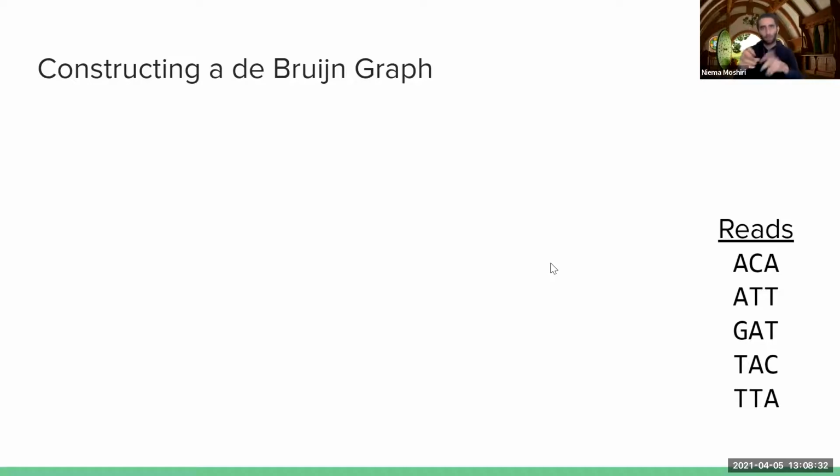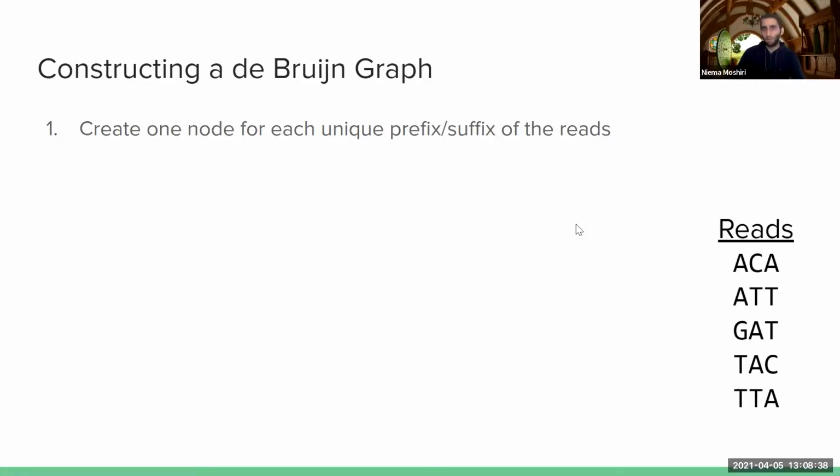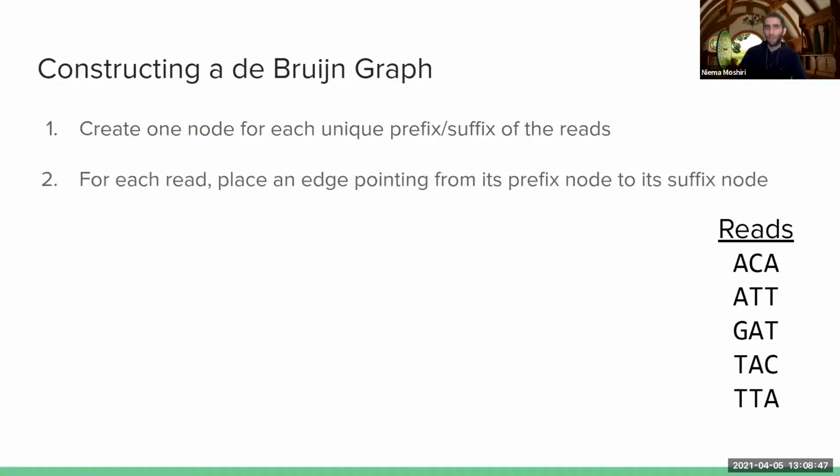In the De Bruijn graph approach, we first construct what is called the De Bruijn graph, which is basically a network where for each prefix and suffix of our reads, specifically unique prefixes and suffixes, we create a node. And then for any given read, we connect the prefix node to the suffix node. So for example, for this one, ACA, the prefix is AC, the suffix is CA, and the read ACA represents a link from AC to CA. Does that make sense? Maybe I'll pause there if there are any questions.